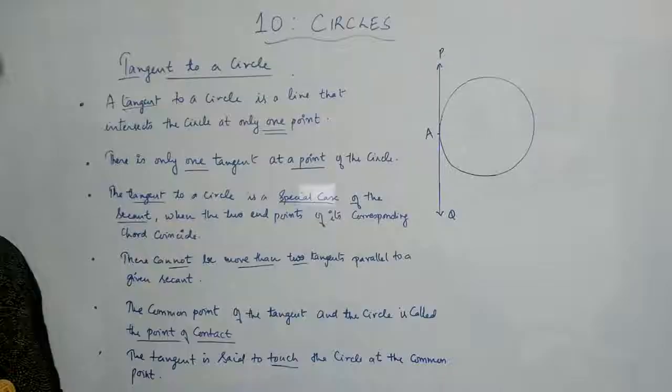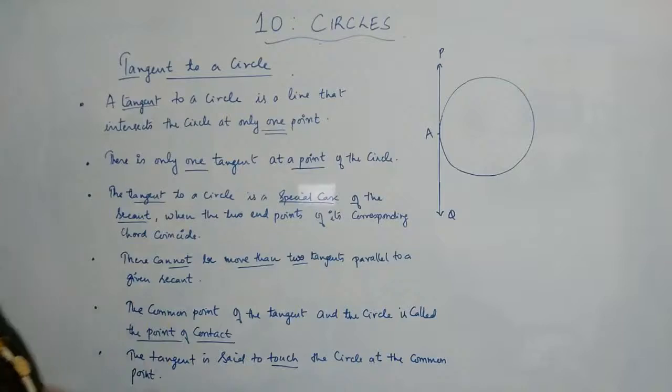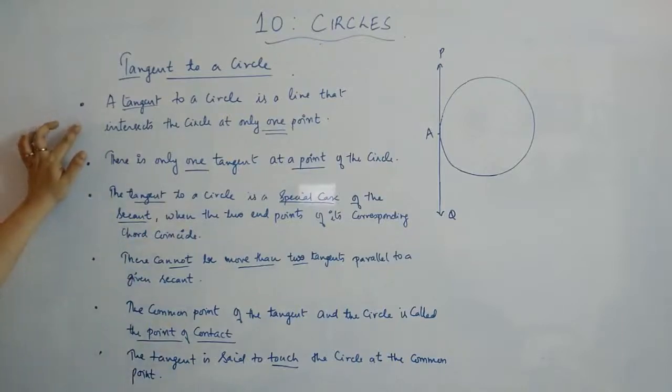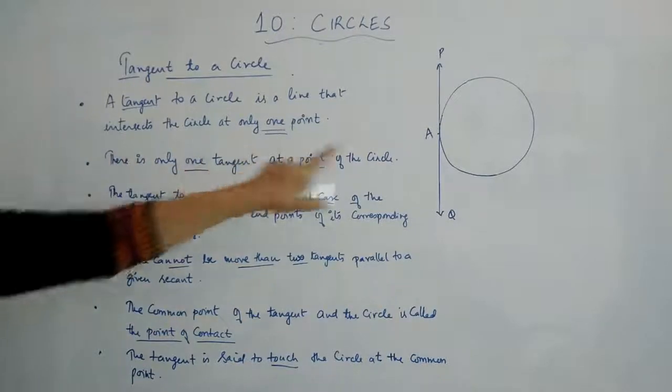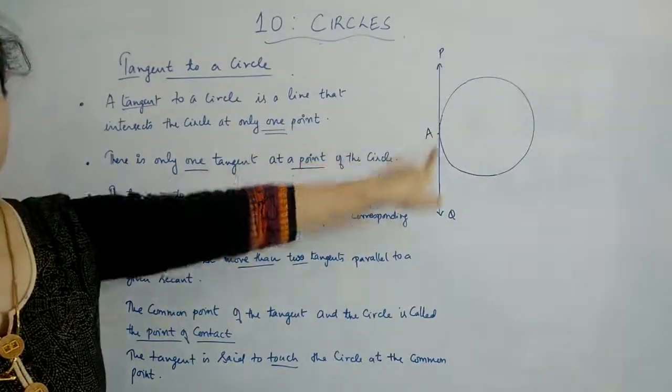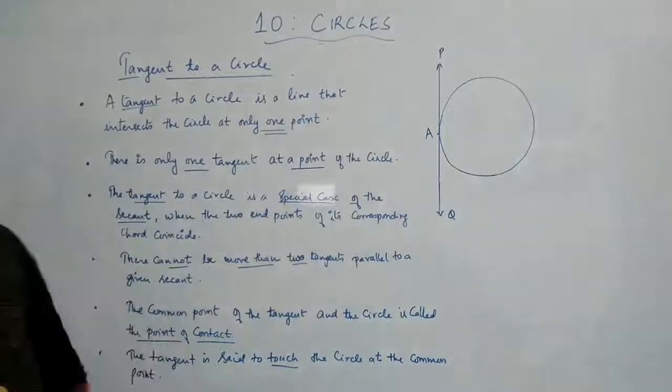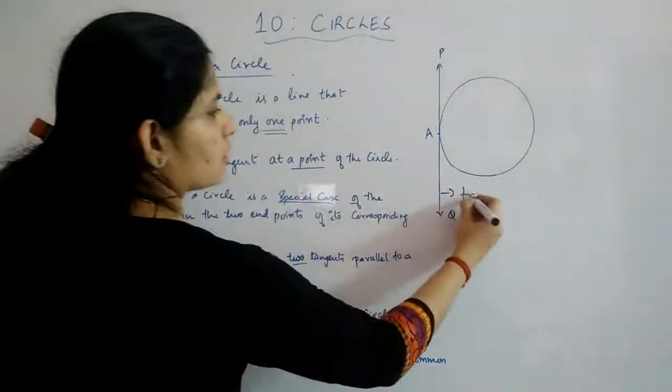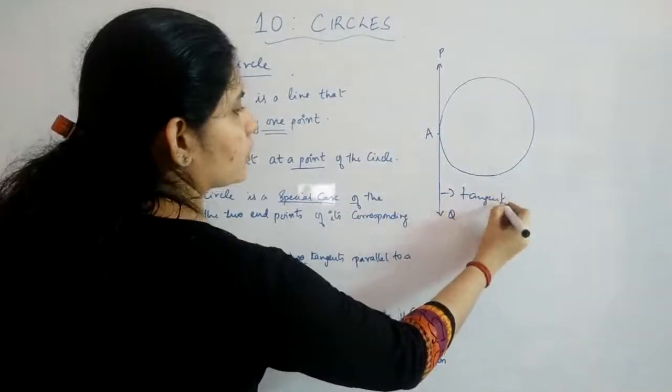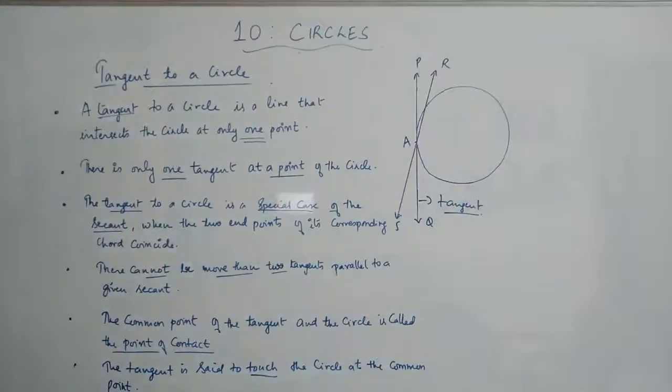Okay. So what is a tangent? A tangent to a circle is a line that intersects the circle at only one point. It intersects the circle only at one point. So this line is known as the tangent to the circle.